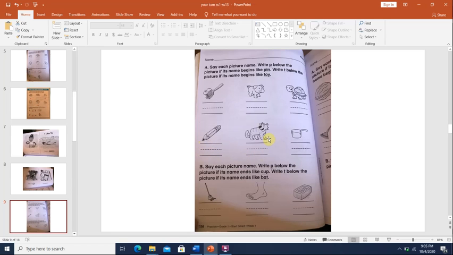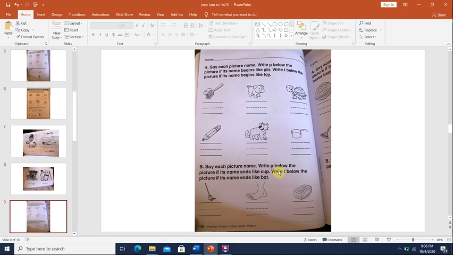Here we have a tiger. Tiger. What sound do you hear? You hear T. Here we have a pot. Pot. We have P. Okay? Toothpaste, T. Pig, P. Turtle, T. Pencil, P. Tiger, T. Pot, P.